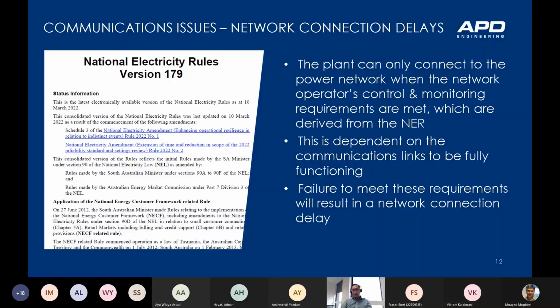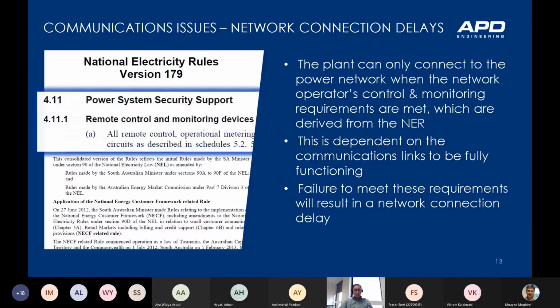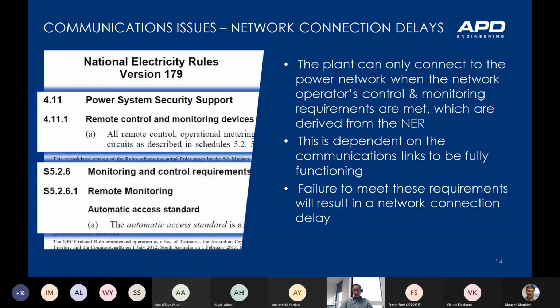But how do these communication issues cause network connection delays? Well, the plant can only connect to the power network when the network operator's control and monitoring requirements are met. And these requirements are actually derived from the NER. Version 179 is the latest one. For generators, they're addressed under clause 4.11.1, remote control and monitoring devices, and S5.2.6 of the NER.